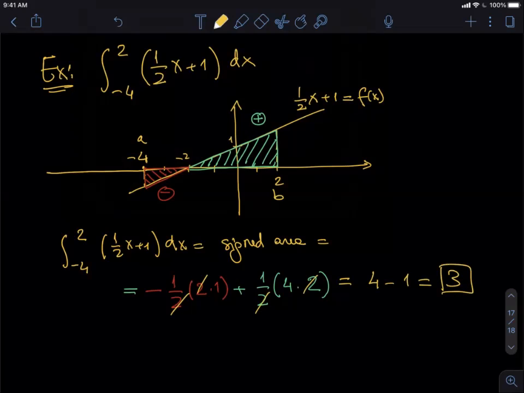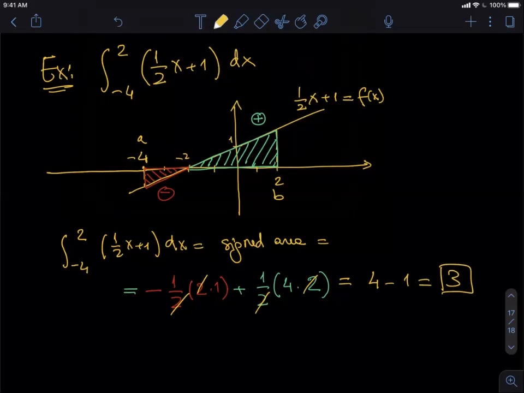So the area between the curve and the x-axis is equal to 3, and that is the value of the definite integral. Notice here the definite integral is a number. It's an area. An area is given with a number.